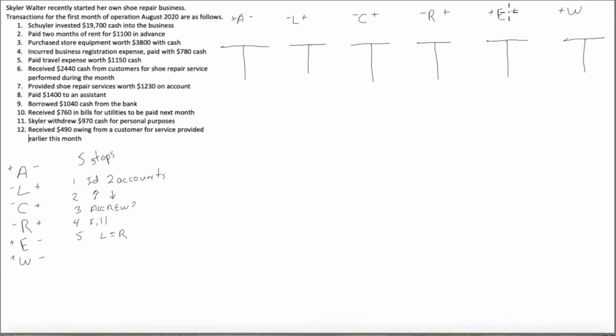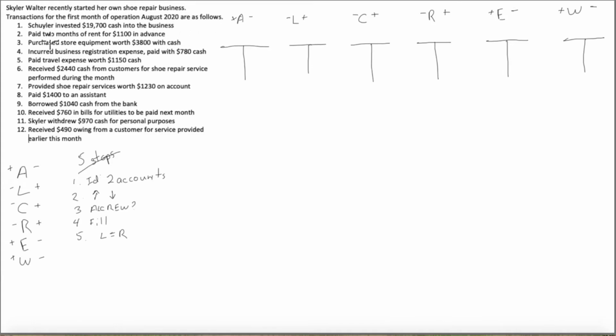And you can, whoops, see, you've got to take your time, and you make mistakes just like me, whipping along. All right, decreases on the right, and withdrawals decrease on the right. All right, so we are all prepared. We've got our little cheat sheets here with steps that we're going to follow to help us, and then we'll go from there. All right, so Skylar recently started her own shoe repair business. Here is a list of the transactions for the first month of operation, August 2020, as follows.